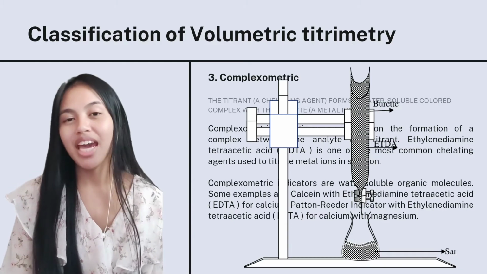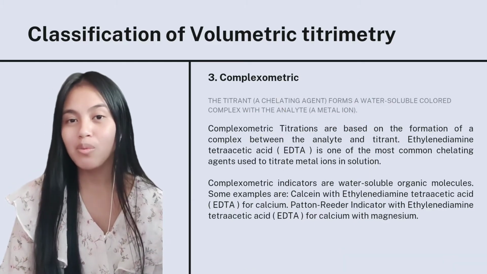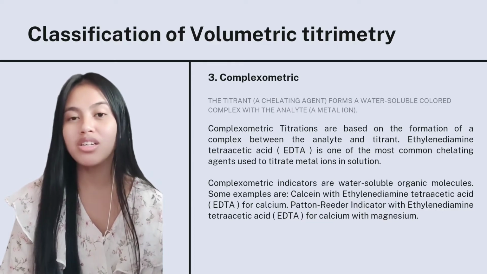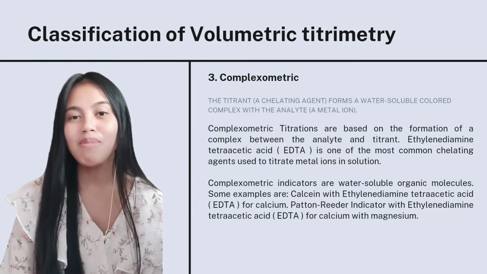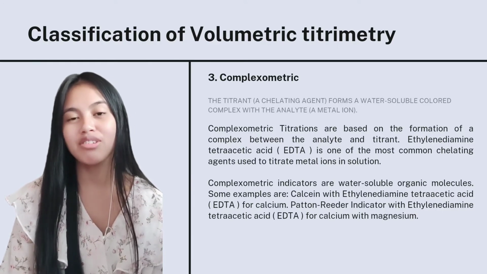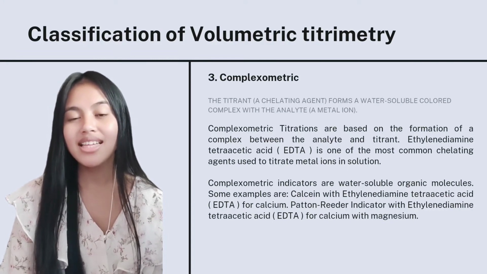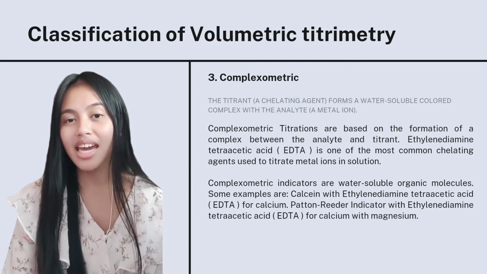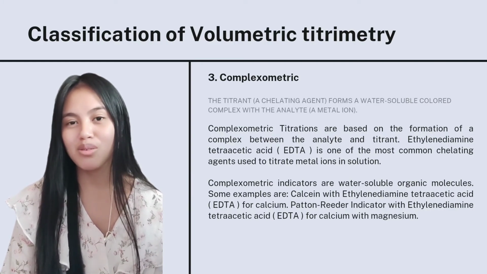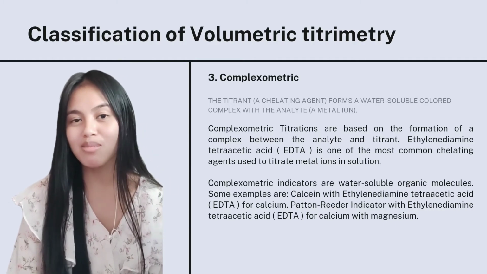The third classification of volumetric titrimetry is complexometric. The titrant, which is a chelating agent, forms a water-soluble colored complex with the analyte, a metal ion. Complexometric titrations are based on the formation of a complex between the analyte and titrant. Ethylenediaminetetraacetic acid is one of the most common chelating agents used to titrate metal ions in solution. Complexometric indicators are water-soluble organic molecules.